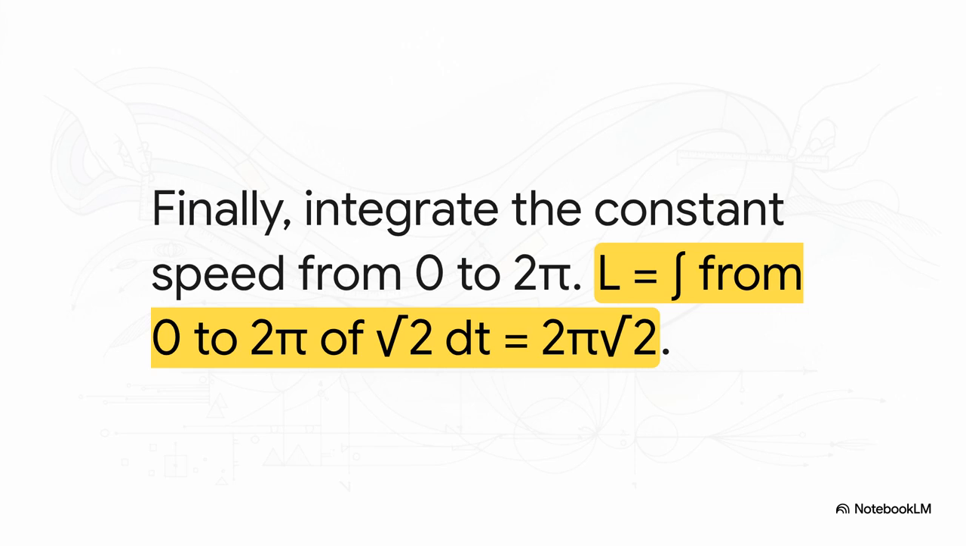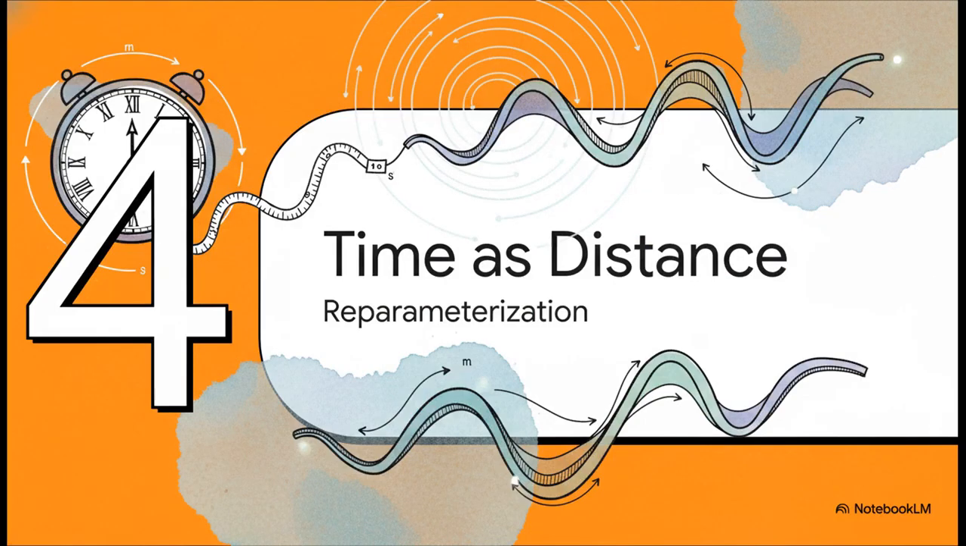We get the square root of 2 times t, plug in the numbers, and bam, our final answer is 2 pi times the square root of 2. That is the exact, precise length of one loop of our spiral. Okay, so we've totally mastered the basic process.